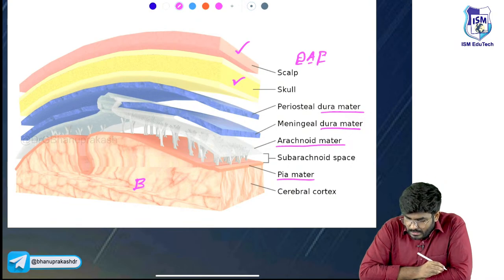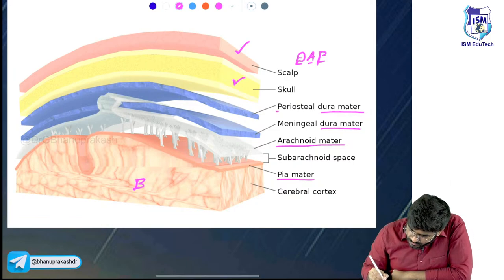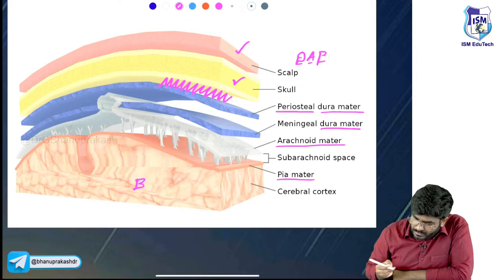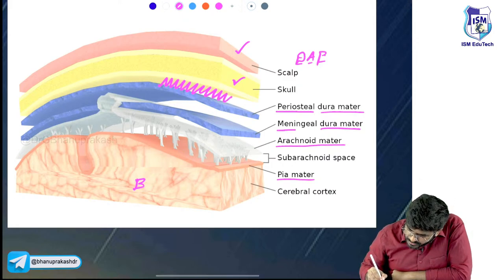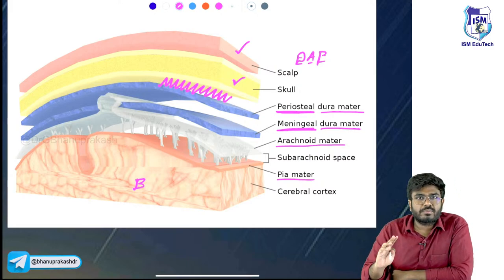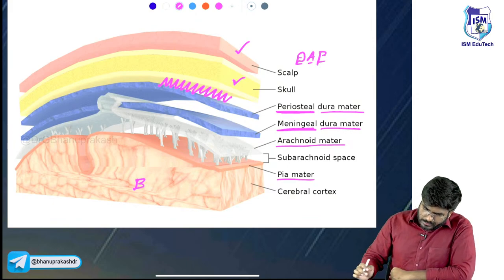Now, my question is, look at the dura. The dura is divided into two layers. One is the periosteal layer, which is attached to the bone. The next layer is called the meningeal layer. So, periosteal dura and meningeal dura, there are two layers of dura. Okay, done.